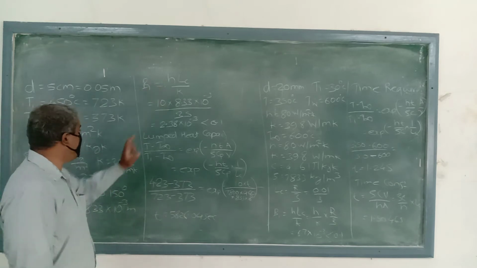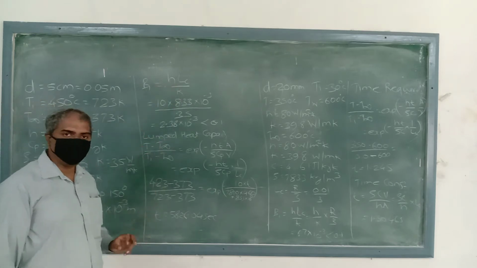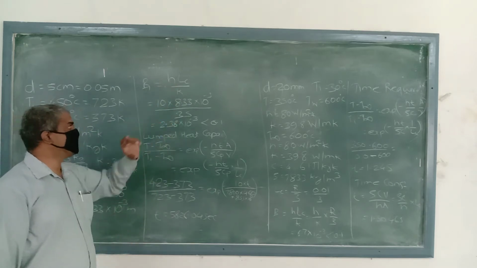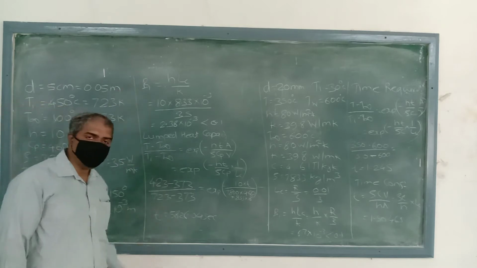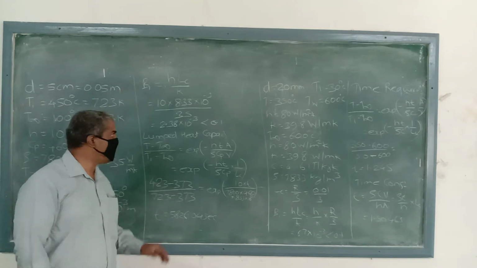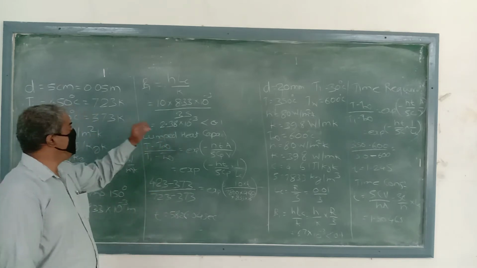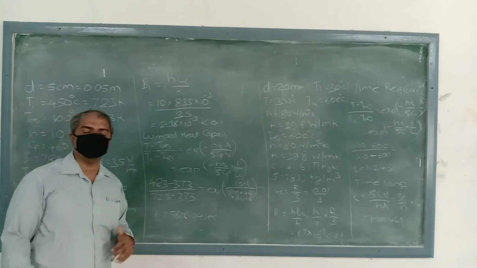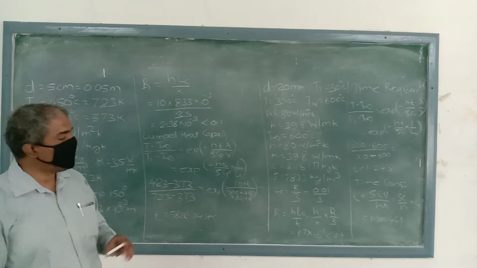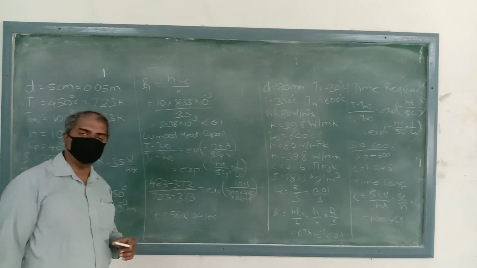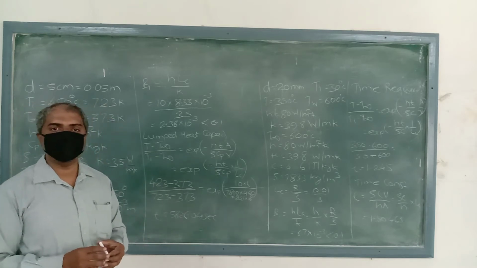So here the h value they have given, we can directly substitute. Lc we have calculated. Next, the k value they have mentioned in this problem, and we get the Biot number. Biot number is 2.38 into 10 raised to minus 3, which is less than 0.1. So as seen from the Biot number, we can apply the lumped heat capacity analysis formula.